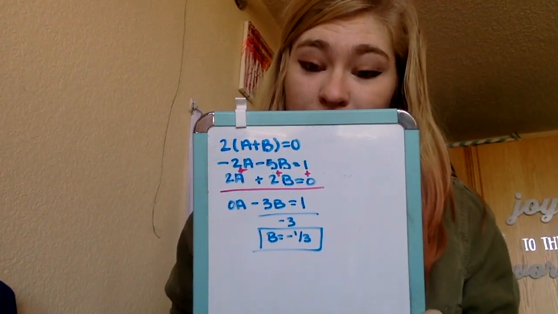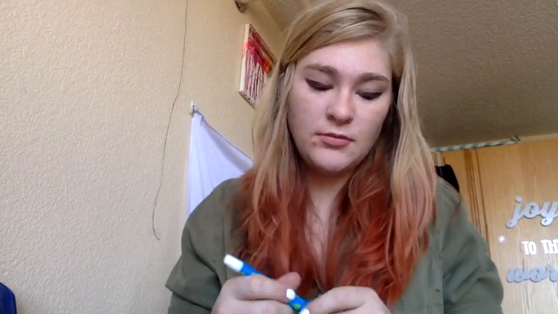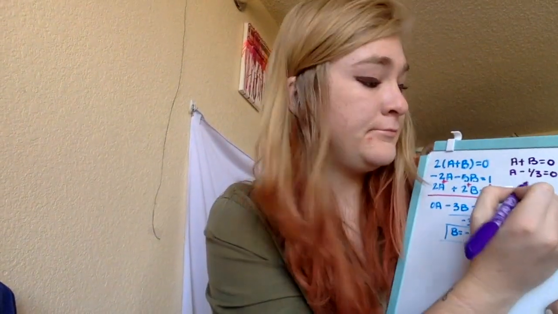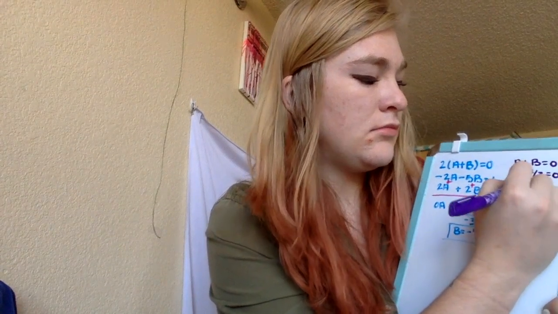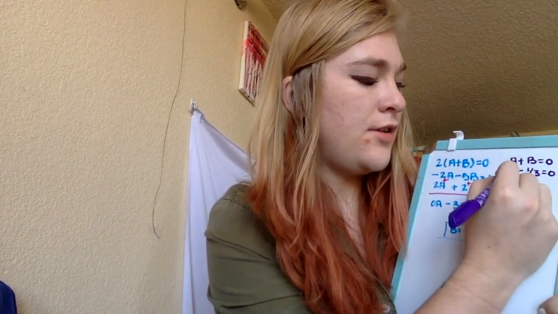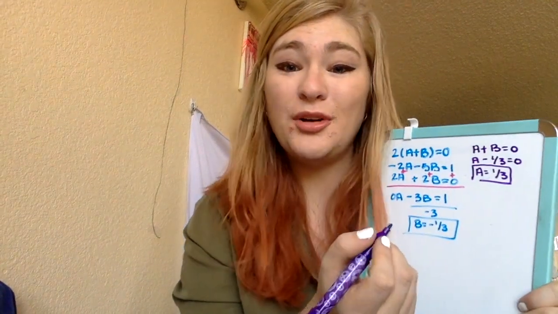There's my work to show you. So then to solve for a, you can plug it into your a plus b equals 0 equation. That's the word I'm looking for. So if a plus b equals 0 and b equals negative 1/3, then you add 1/3 to each side, giving you a equals 1/3.